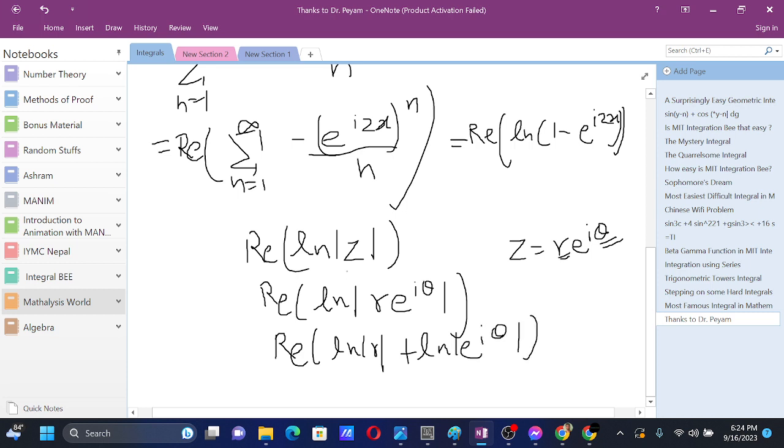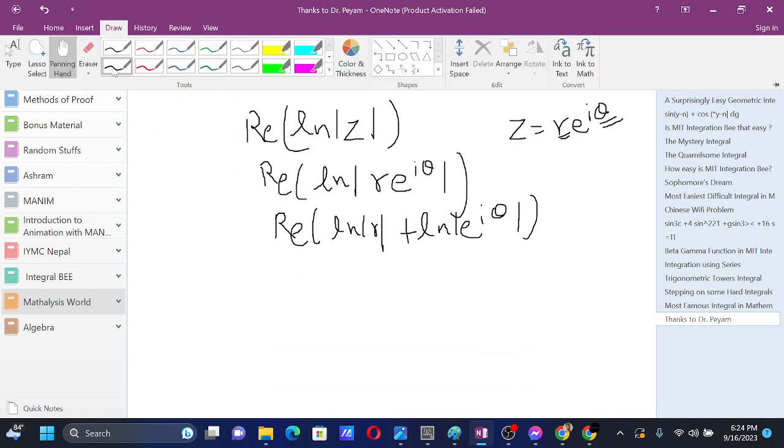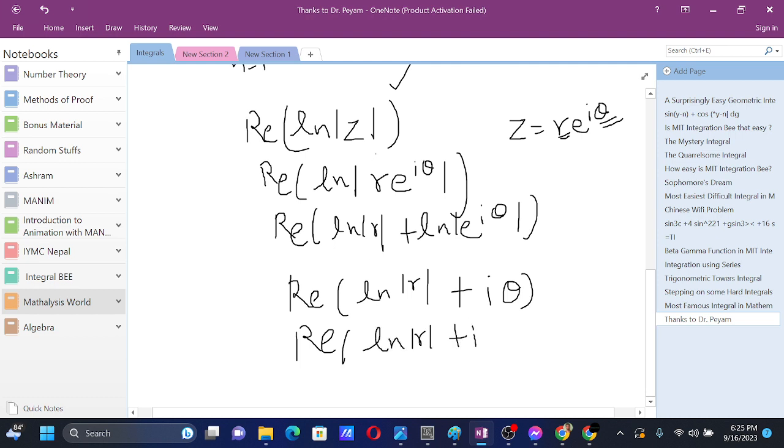Okay, so then we will have the real part, ln of r, plus this will be i theta. So in fact, the logarithm of z has real part ln of r and imaginary part the argument of z.